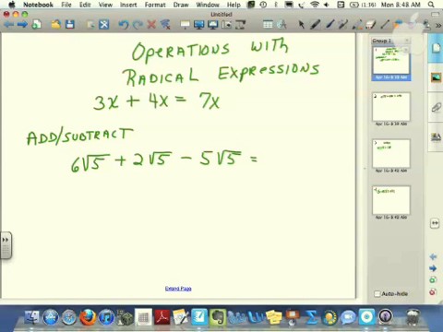In this particular problem I have 6 radical 5s, or 6 of the square roots of 5, plus 2 radical 5s, minus 5 radical 5s. So I'm simply going to add the coefficients. 6 and 2 are 8, and 8 minus 5 is 3, and so my answer is that I have 3 radical 5s. That's my simplified answer.